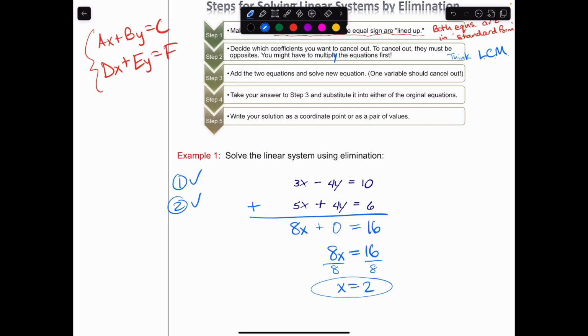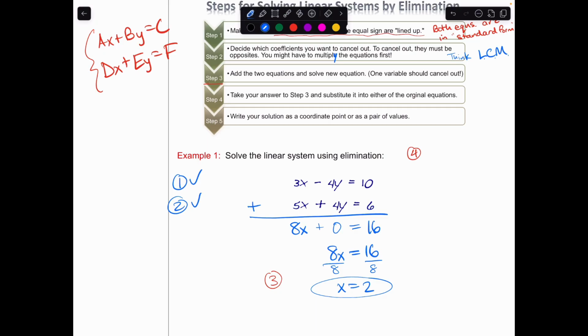Okay, now that was step 3 here. I'll write it in a different color, I guess. We just finished step 3. Next, step 4 says to take your answer to step 3 and substitute it into one of your original equations. So I'm going to choose the bottom equation because I like to work with these positive coefficients instead of a negative one. But you could use the first equation just as easily, okay?